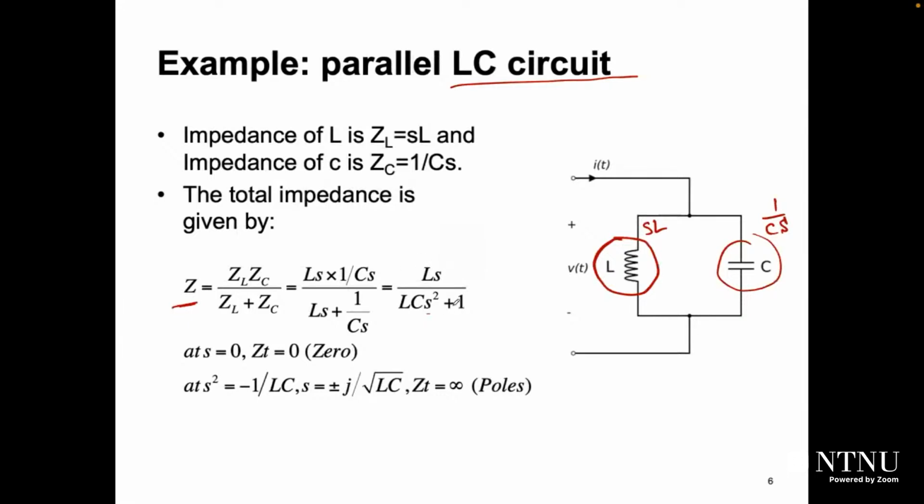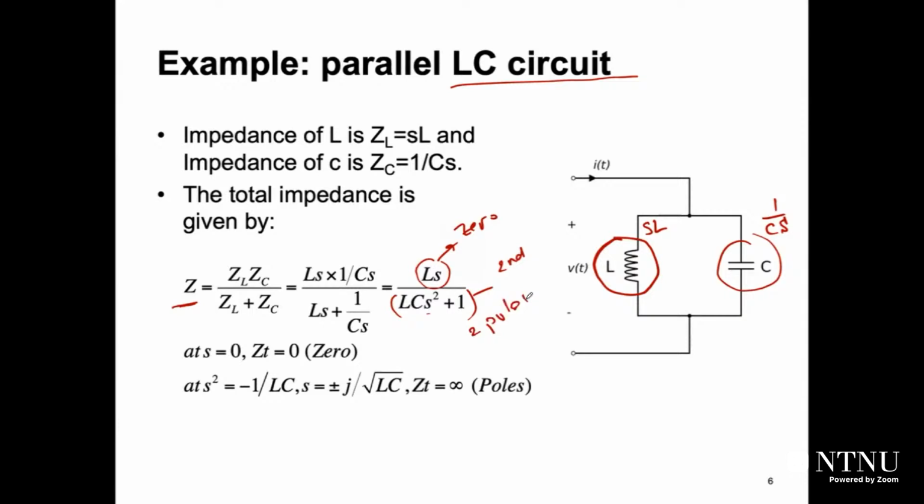As you can see, it's a second order system, because the order of the denominator is 2, which means we have 2 poles. And we have 1 zero, right? So we have here 1 zero and 2 poles, correct?